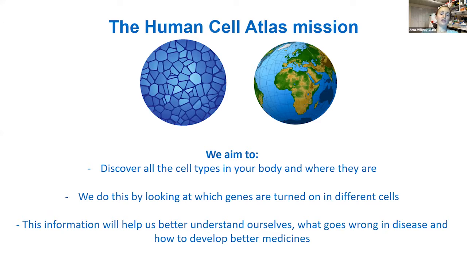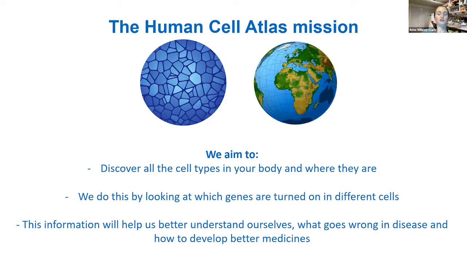The way that we do this in the Human Cell Atlas project is by looking at what genes are turned on in different cells. And we hope that once we've got this atlas together, this information is going to help us to better understand human biology, so to help us better understand ourselves at the most basic level.